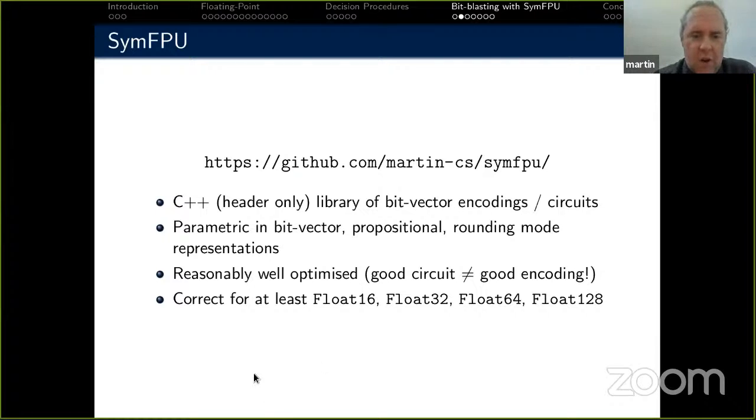This might be a rash claim, but I'm going to claim that it's actually reasonably well optimized. I spent quite a bit of time on this. You have to be a bit careful because if you just go and look up what's a good floating point circuit, you'll get a lot of things that optimize for things that hardware needs. This is not the same as what makes a good bit vector encoding. Some of the tricks carry over, some of them work, others don't.